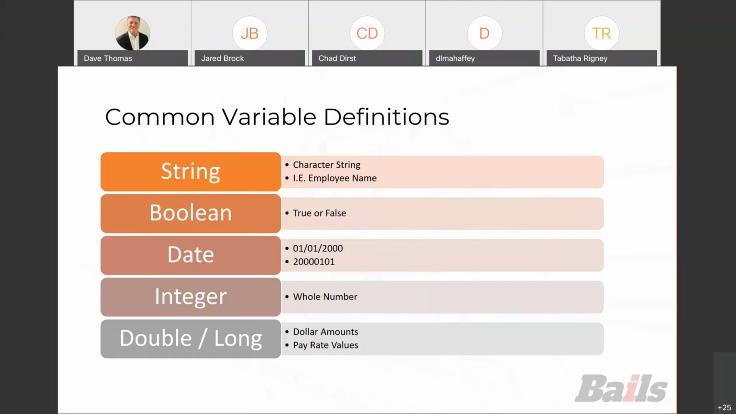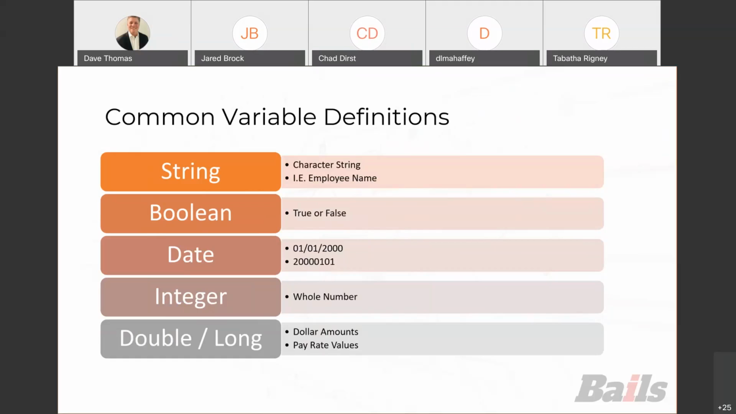Next is integer. This is pretty straightforward. This is just a whole number, nice and easy. Then last but not least, we've got double, long, and these are just more complex number values. So something like a dollar amount or a pay rate, something where we've got some decimal points and not quite a whole complete number.